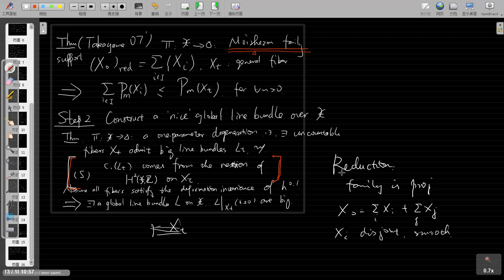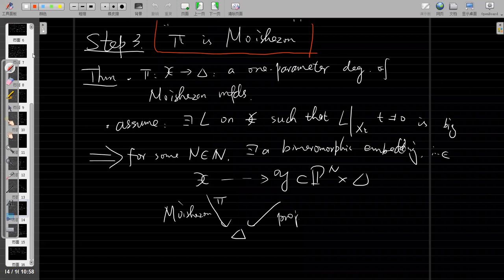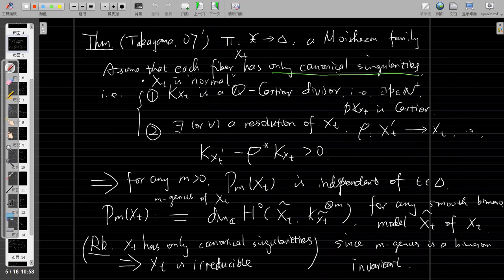I searched the paper of Dr. Emma. In his central paper, it seems he also needs to assume canonical singularities. Yes, each fiber should have canonical singularities. Even for the central fiber, we need to assume that. I read his paper very carefully, and I think this assumption is used to guarantee upper semicontinuity, not any other function, for my understanding.